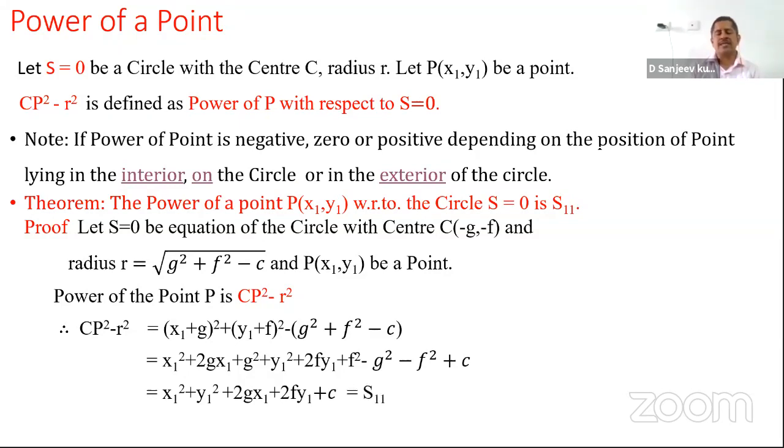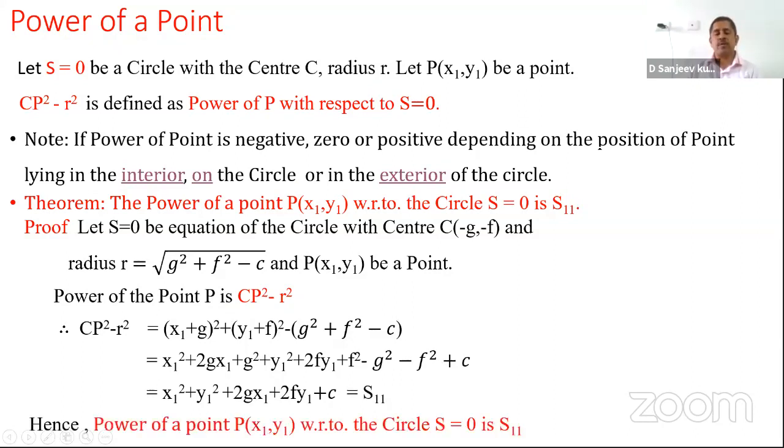This term we have already called S11. So what do you conclude? CP² − r² is nothing but S11. So the power of the point is S11. So the power of point P with respect to circle S = 0 is S11. Definition wise, the power of the point is CP² − r², but in practice, we take the power of the point as S11.